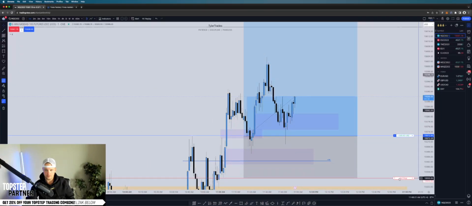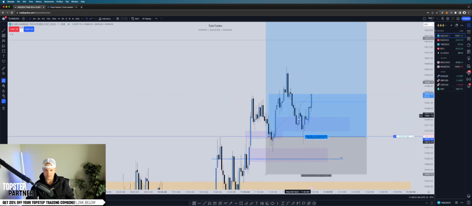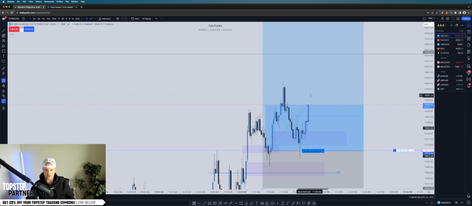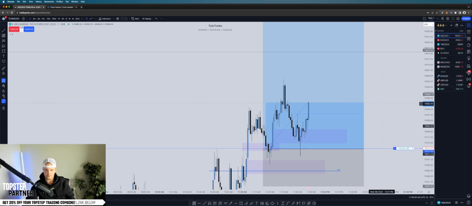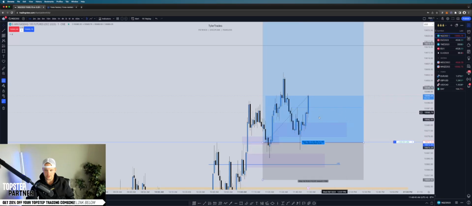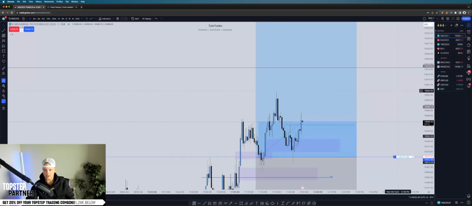Alright guys, so I do think I would like to go risk free at this point. We came back down, mitigated this fair value gap, retapped our entry. Now we're expanding back higher. We just broke structure. So barring just some weird random little wick, would like to see this rip straight to our buy side.